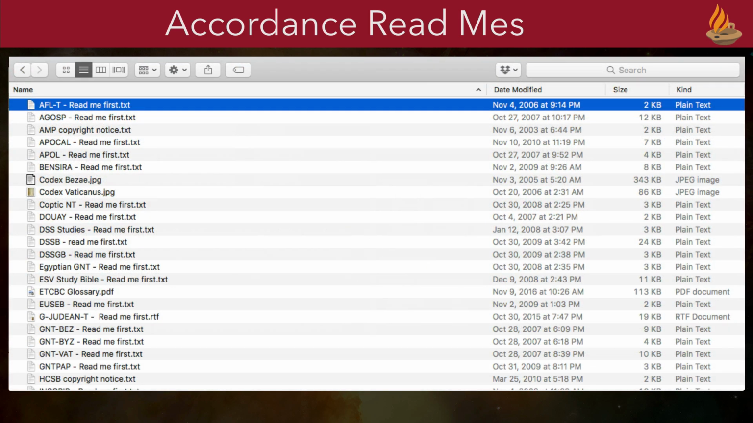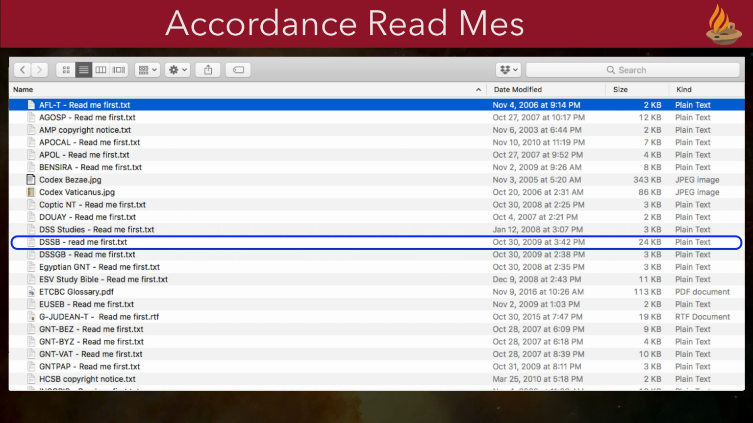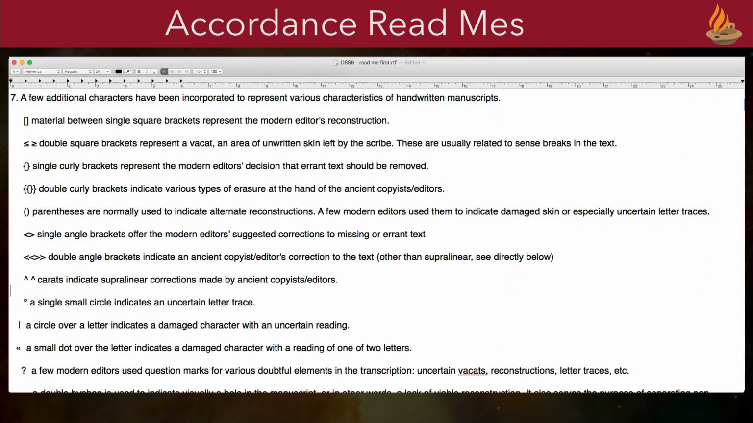Here's a partial list of our Accordance Read Mes. Notice that Read Me is short for Read Me First. Alas, few of our customers do so, and many never do. Still, if you're wondering what the source of a text is or how it's been edited, this is the first place to go. Let's use this one on the Dead Sea Scrolls Bible as an example. A little scrolling, and sure enough, here's Dr. Marty Abegg's explanation of his bracket symbol system.